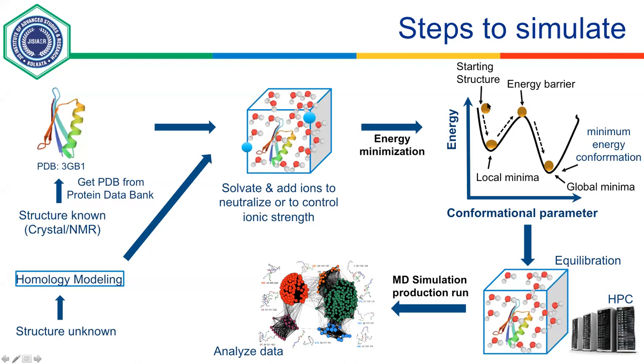So now, this is my starting structure. I am energy minimizing it, so the ball is rolling in this direction from higher energy to lower energy. It can get stuck at this local minimum or can cross this energy barrier, if it can, and reach the global minimum. This is then our desired minimum energy conformation. The desired minimum energy conformation can be reached.